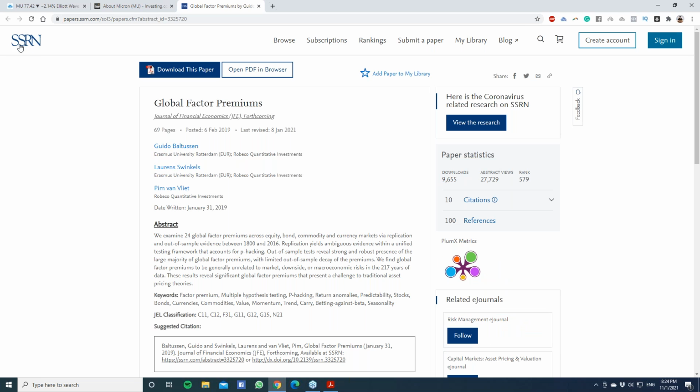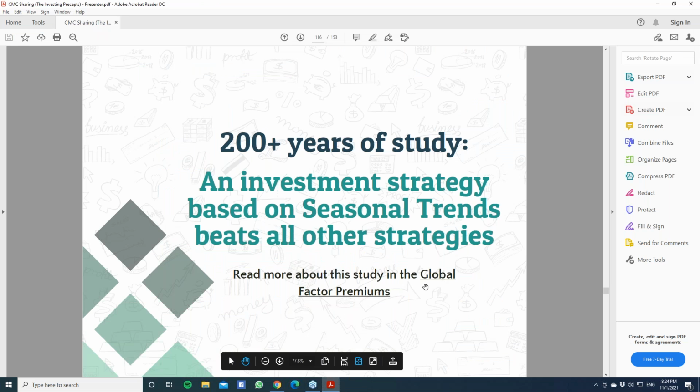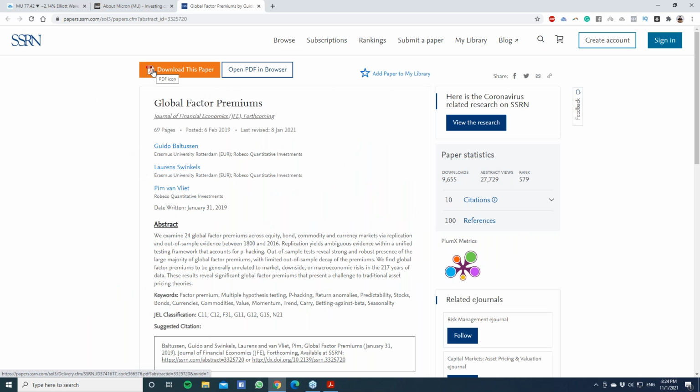The website here is SSRN. It's basically research papers being uploaded there. You'll be able to download the paper and read it. If you downloaded the slides, you don't need to find the link, because I've already embedded it here. You just click it, it will bring you to the website, and then you can download the paper there.